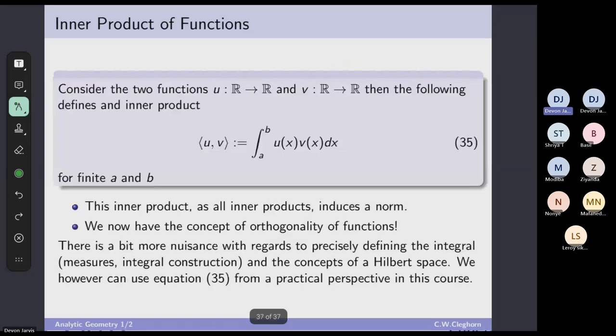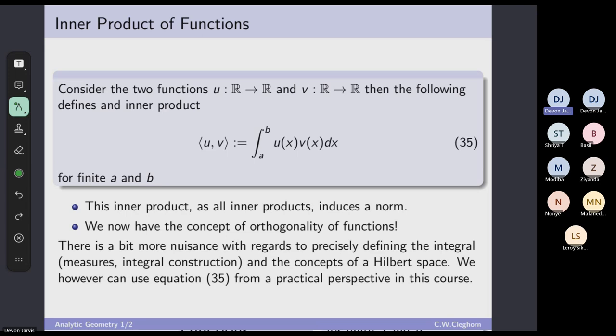One way to generalize to an inner product over functions is if we know that they share a domain, x. We feed that into both u and v, and we integrate along that path. This inner product, as with all inner products, does induce a norm. It induces a norm over the functions u and v here, and we now have the concept of orthogonality of functions. Essentially, if one function goes up, the other one goes down, and when you integrate, they're going to give you 0.